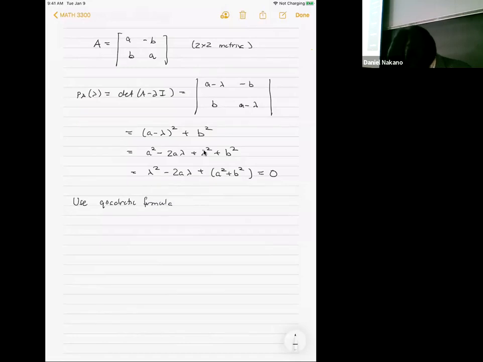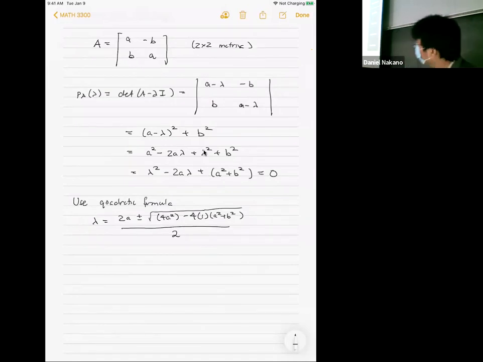And what do we get? We get lambda equals minus B, that's 2A, plus or minus the square root of B squared, which is 4A squared, minus 4 times A, which is 1 in this equation, and C is A squared plus B squared, all over 2. Okay, everybody all right with that so far?